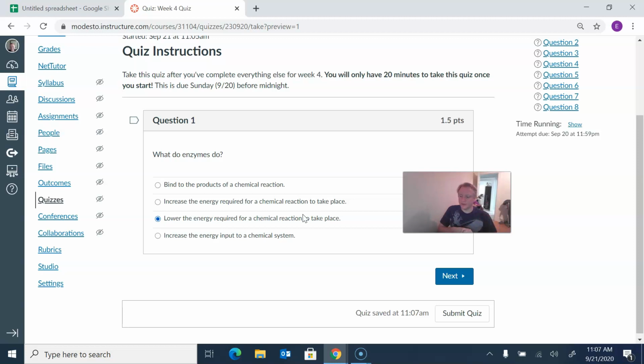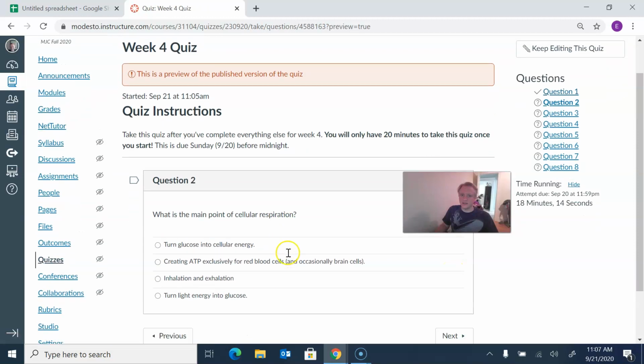I don't know if you guys remember, but in my lecture I had that little diagram where it showed, hey, here's the activation energy without an enzyme. It was really high. You had to put in a whole bunch of energy to go from reactants to products. And then if you had an enzyme involved, it lowered the amount of energy required. It lowers the energy required for a chemical reaction to take place. Okay. Biological catalysts, enzymes. Let's check out the next question.